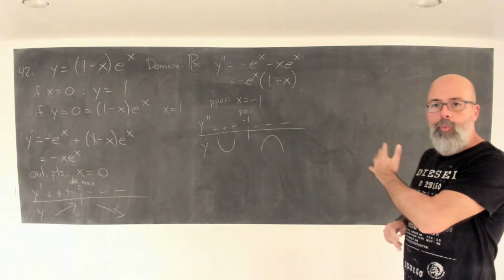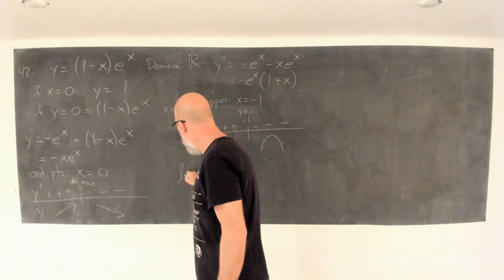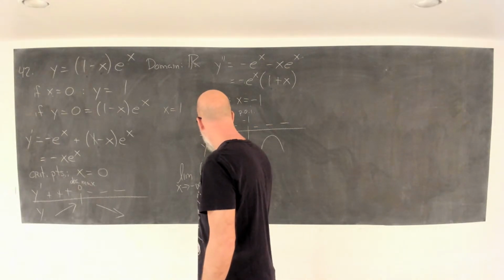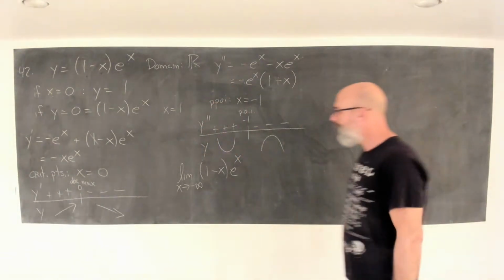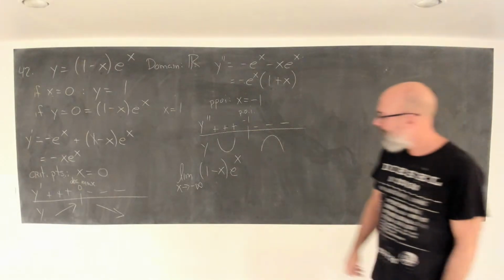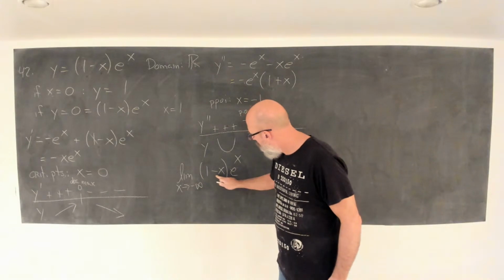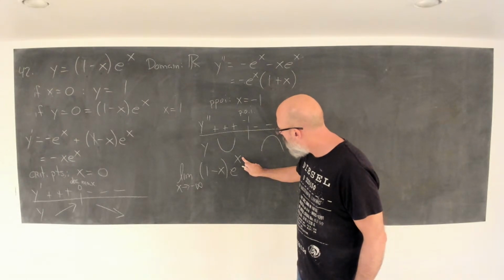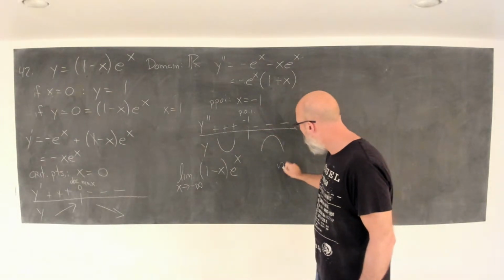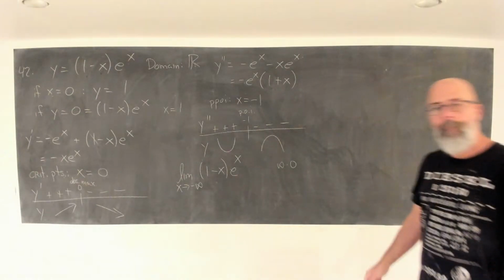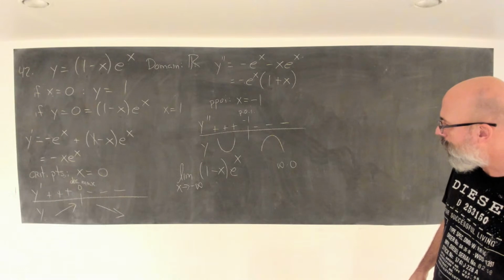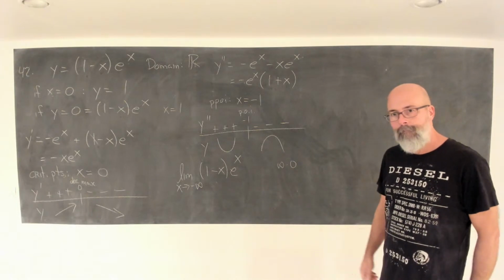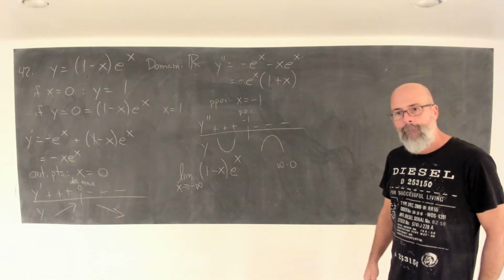We need to know where to start, where to end. What is the limit as x goes to -infinity of 1 minus x e to the x? As x goes to -infinity, this goes to infinity. E to the -infinity is 0. So this has the form infinity times 0. What are you going to do? You know what you're going to do.